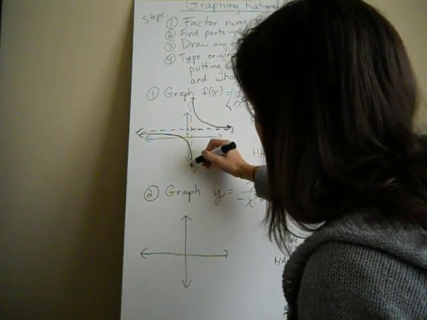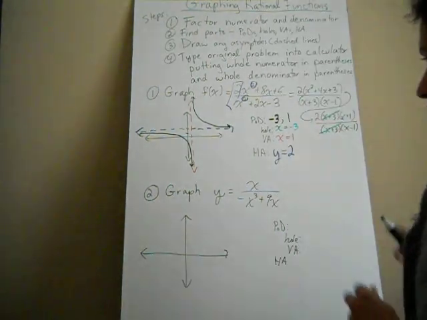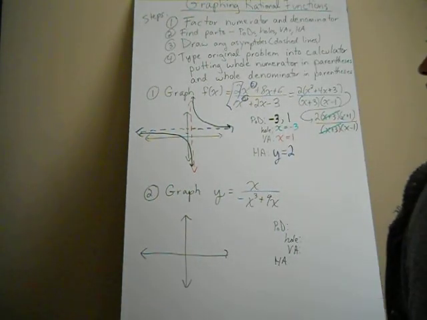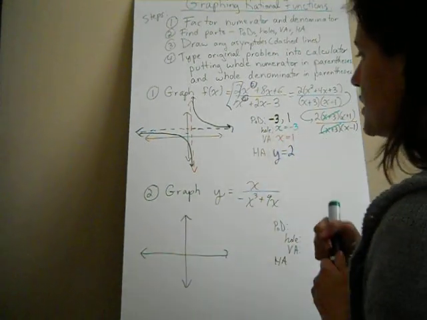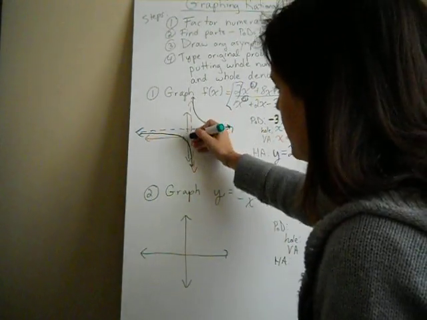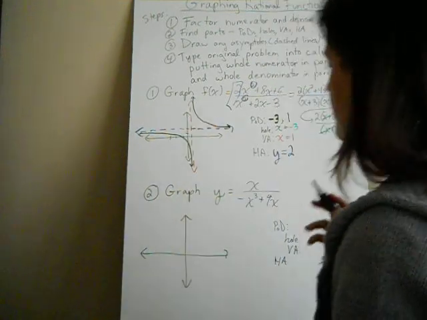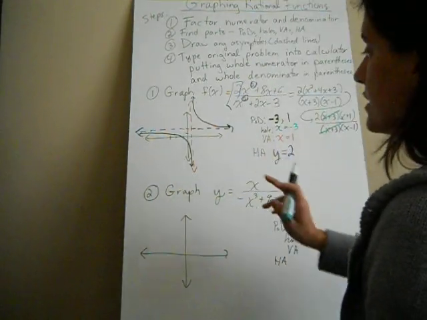And this is probably not perfect, but that's about as good as I want it from you. Now the only thing I've left out as far as the graph goes is that we had a hole at x equals negative 3. And some of you have probably noticed that your calculator hasn't drawn a hole for you yet. It's not going to.